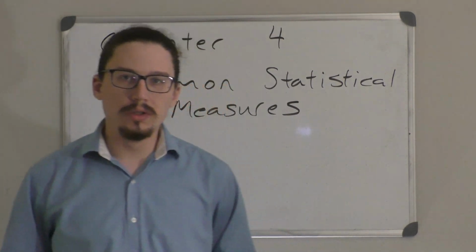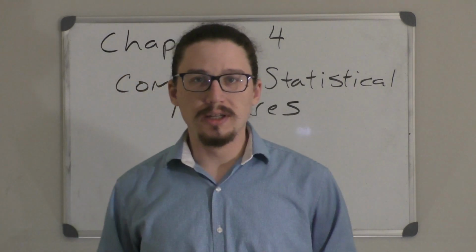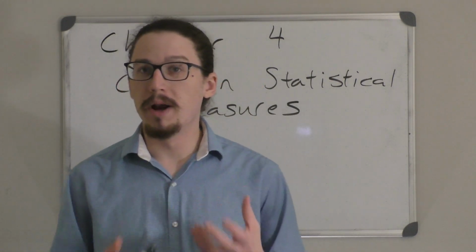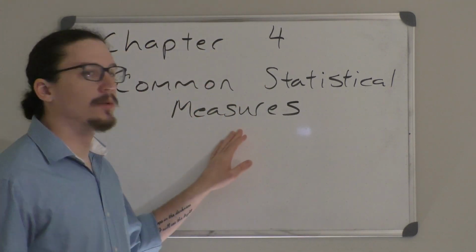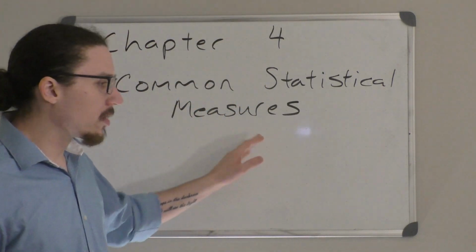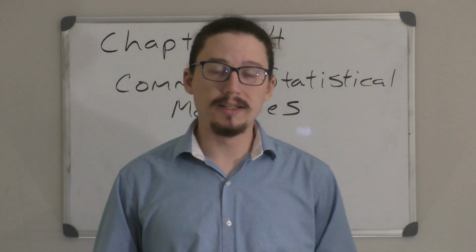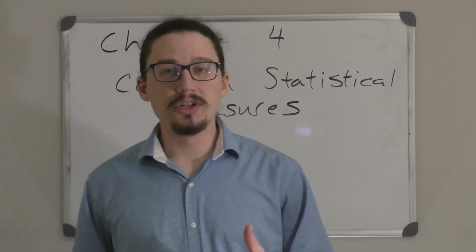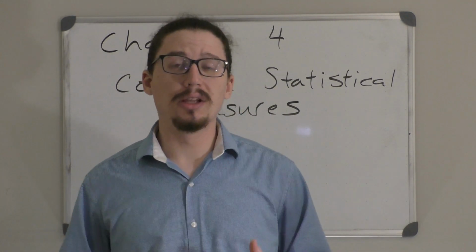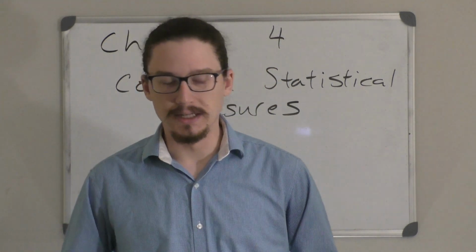In this video, we're going to begin our discussion on Chapter 4. Your book calls it, I believe, something along the lines of numerical descriptive statistics. I prefer to call it common statistical measures. The focus of this chapter is those very basic, very widely used statistical measures that we're going to need to calculate and to be familiar with as we progress through the study of statistics.